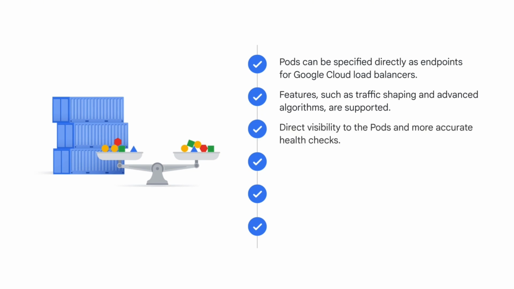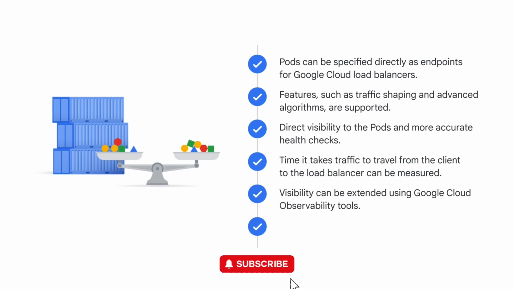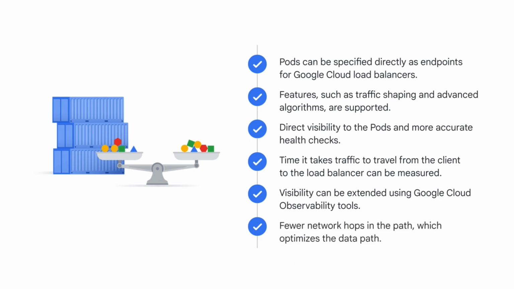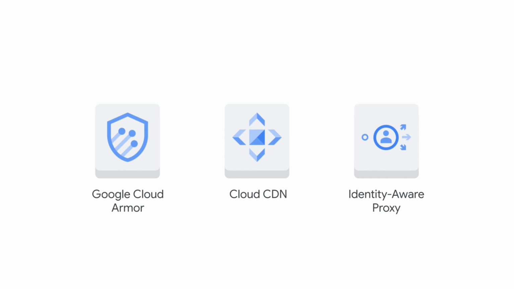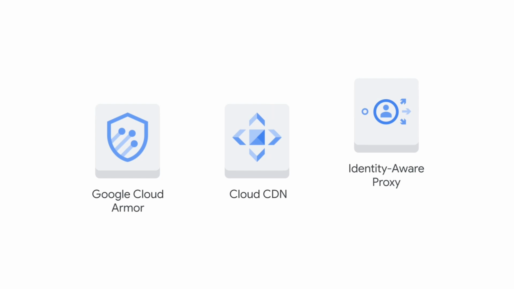The next benefit is that container-native load balancing allows direct visibility to the pods and more accurate health checks. Since the source IP is preserved, the round-trip time it takes traffic to travel from the client to the load balancer can be measured, which can be useful when troubleshooting issues. This visibility can be easily extended using Google Cloud observability tools. And then there is the fact that there are fewer network hops in the path, which optimizes the data path. This improves latency and throughput, providing a better network performance overall. And finally, it's worth noting that there is support for Google Cloud networking services like Google Cloud Armor, Cloud CDN, and Identity-Aware Proxy.